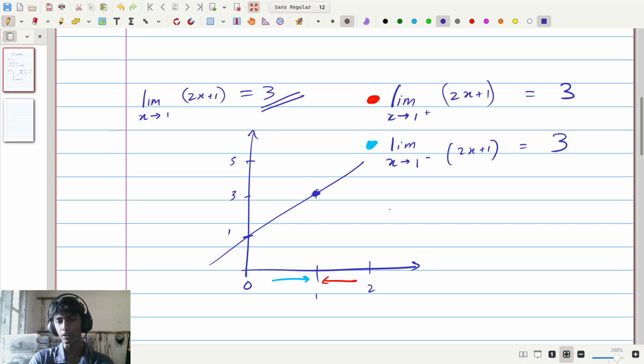Now, you might be wondering why we want to consider the red side and the blue side separately and then bring them closer. It's because sometimes it doesn't work out. Sometimes the red limit will give us one value and the blue limit will give us another value which do not agree, in which case we cannot write that the overall limit is any particular value.